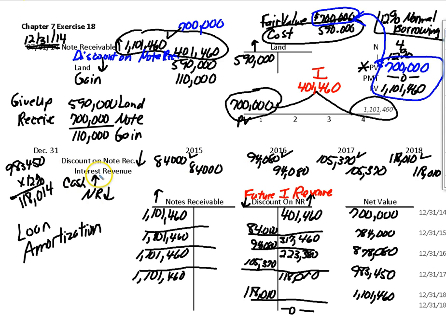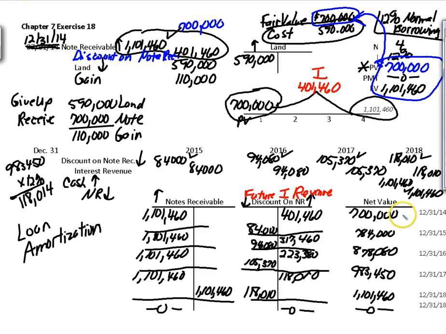So here's the debit and credit. Cash comes in, note receivable goes down for the full 1,101,460. Okay, let's post that credit to notes receivable. And that will zero out the note receivable, and everything is 0, 0, 0.